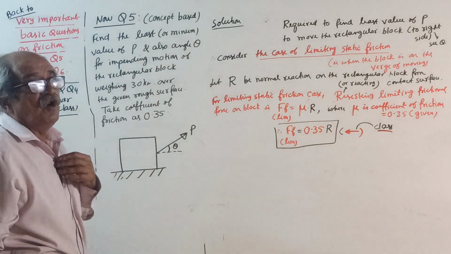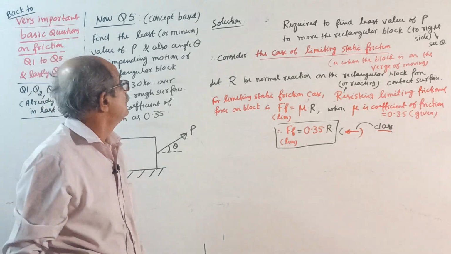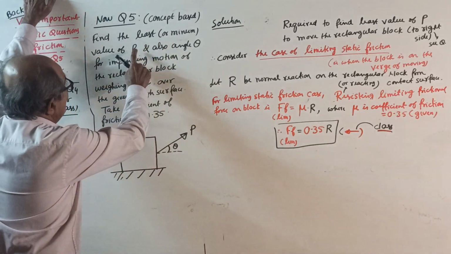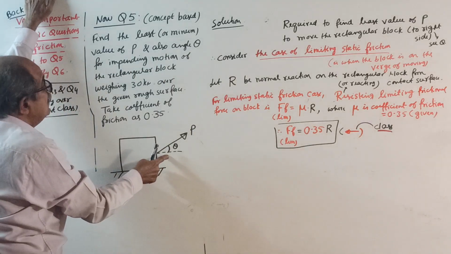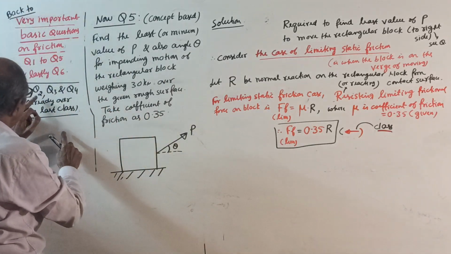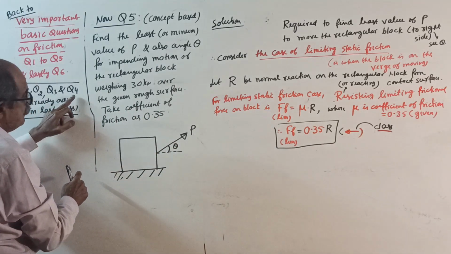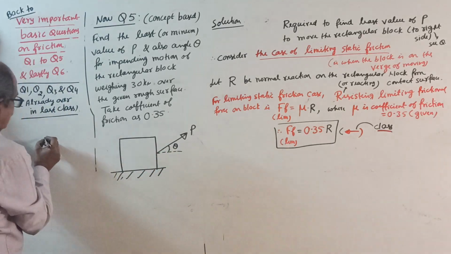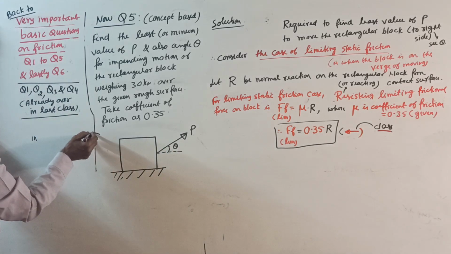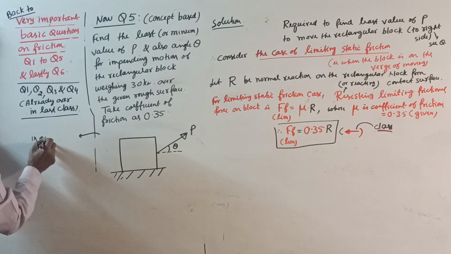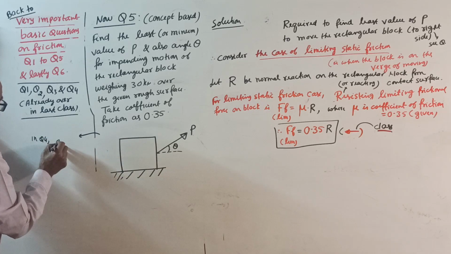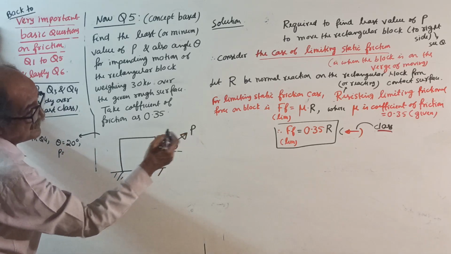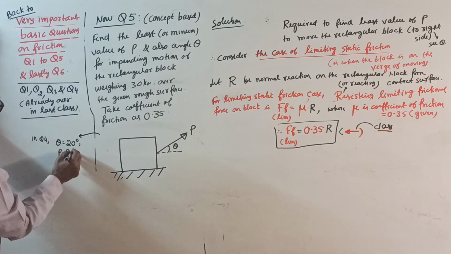This is a concept-based question. I will explain the question slowly. See, find the least or minimum, both are same, value of P and also the angle theta. See, last time, question 4, this angle was 20 degrees. See, make a note here. In the same question 4, that angle theta was 20 degrees and we got P equal to, I noted the answer there, 9.911 kilonewton.